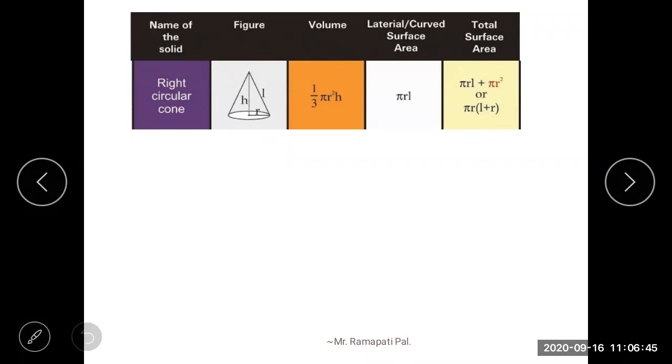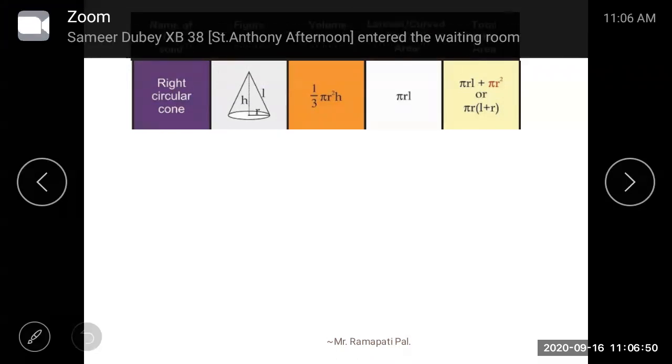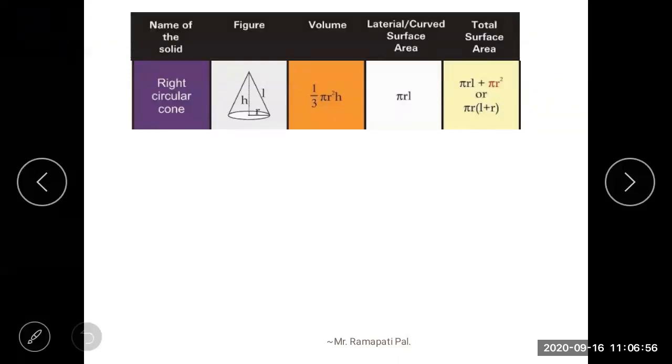So, right circular cone. You can see in the diagram that at the base R is present, correct? The height is present. This is the height, this is the radius, and this is the slant height. Slant height is represented by the letter L, height is represented by H, and radius is represented by R.